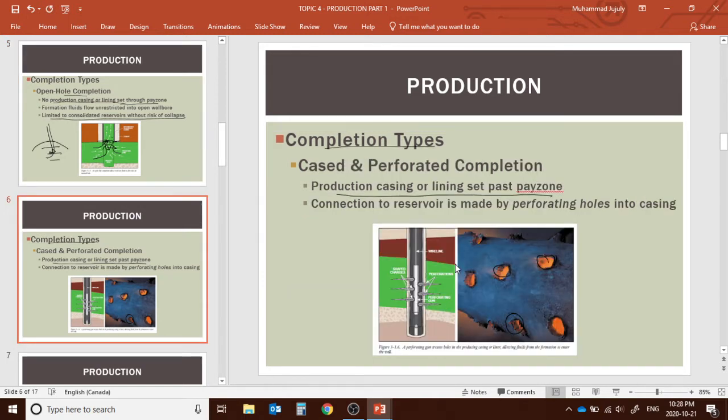But these perforations, like these small holes, the more openings there are in here, the more you can maximize the opening, and the more fluids can enter, right? So that's why this is very important. And there are some other things we utilize for enhanced recovery. I will show you how we do the enhanced recovery, but these perforations are very important, okay. So the connection to the reservoir is made by perforating holes into the casing, right?